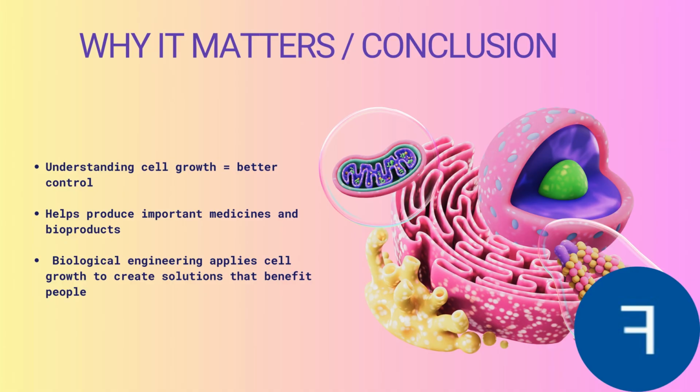We need to understand why it matters. Understanding how cells grow helps biological engineers control the process, increase product yield, and keep the cells healthy. It also helps prevent contamination and ensure that the medicines we produce are safe and effective. In conclusion, that's why mastering cell growth is essential in biological engineering. It allows us to turn living cells into valuable products that improve people's lives.